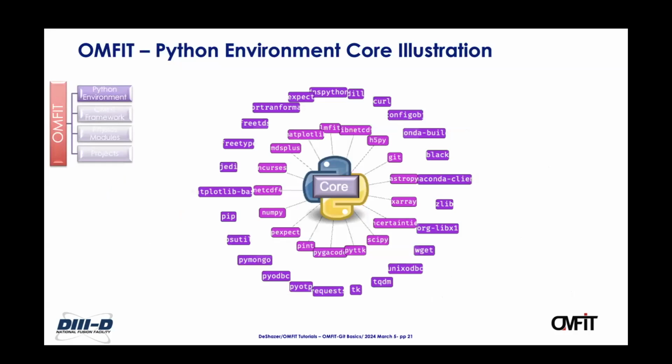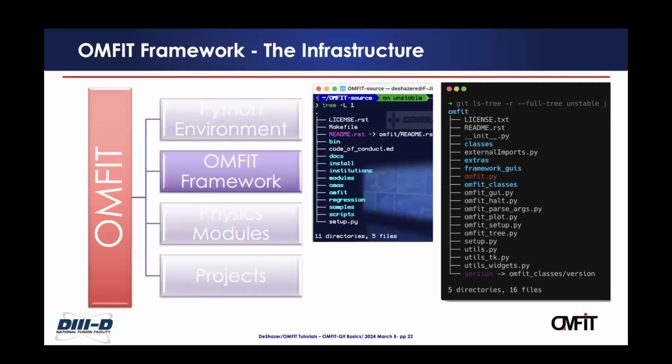This is an illustration of some of the modules that are in the core package. So you have matplotlib, you have xarray, you have astropy, you have git, h5py, just things like that. Those are all stored somewhere and contained on the back end. All right, the OMFIT framework. The OMFIT framework, I would consider the most important part of the OMFIT framework is the folder.